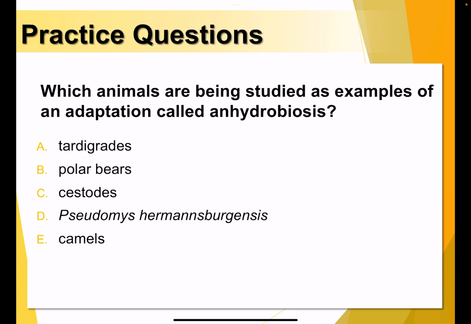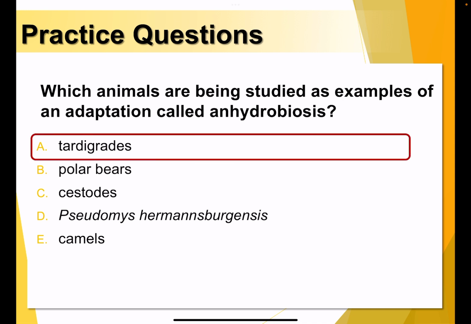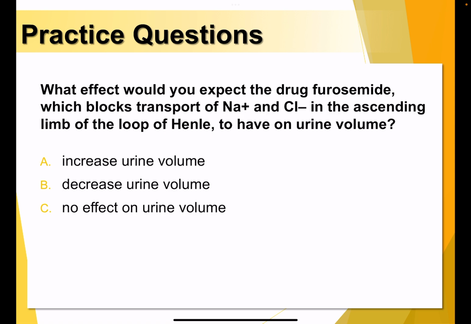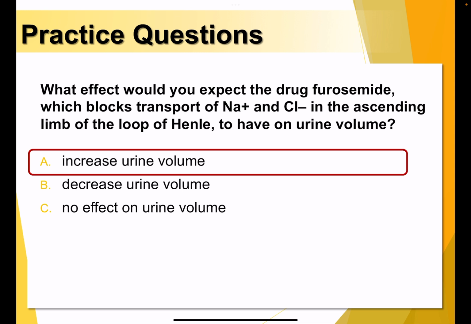Which animals are being studied as examples of an adaptation called anhydrobiosis? We talked about this and saw a video of this. Tardigrades, or water bears. What effect would you expect the drug furosemide, which blocks transport of sodium ions and chloride ions in the ascending loop of Henle, to have on urine volume? Think about what the ascending loop of Henle in general causes. It should be an increase in urine volume because it blocks the transport of sodium chloride.